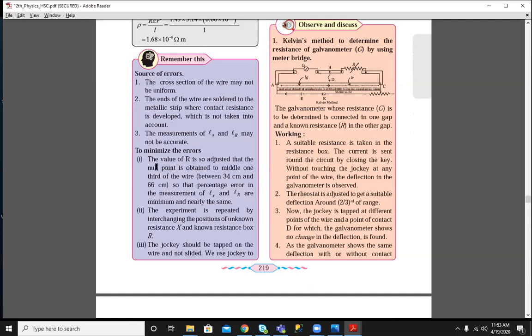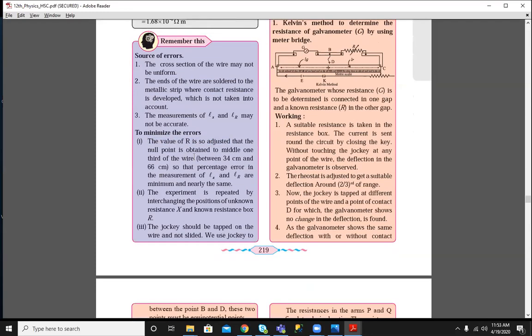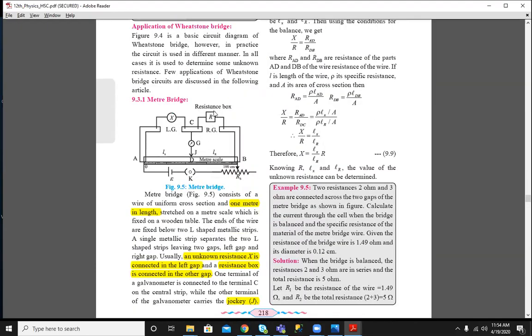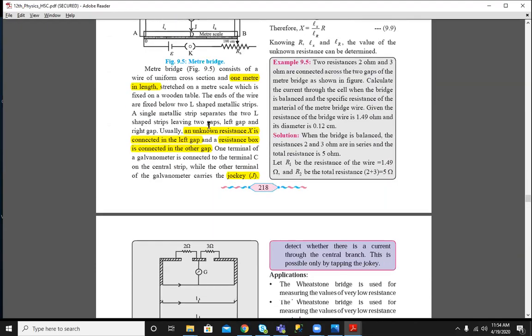To minimize error, what should be done? The value of R is adjusted such that the null point is obtained in the middle one third of the wire. Okay, so there is a uniform distribution of resistance and the percentage error will be minimum. The experiment is repeated by interchanging the positions of the unknown resistance and the known resistance R. So just exchange, put R here and X here.